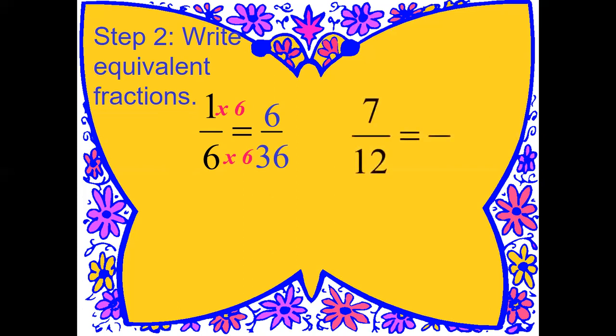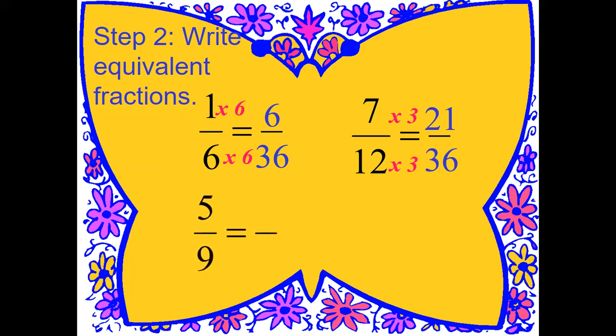Now here I have 7/12. Now I am going to make an equivalent fraction to 7/12. So here I'm going to multiply 7 by 3. So 3 7s, 21. And remember again, anything I multiply my numerator by, I must also multiply my denominator by the same number. So I'm going to multiply 12 by 3. Now 12 multiplied by 3 gives us 36.